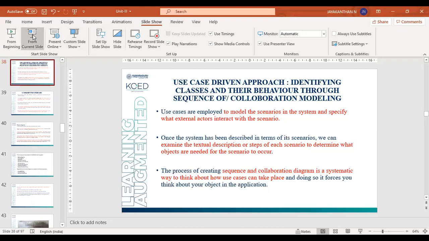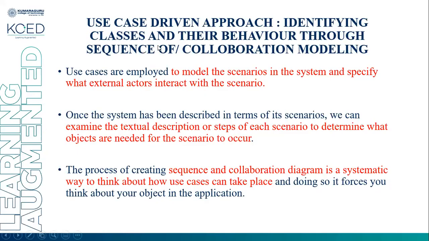So here we are going to discuss two approaches. The first one is the use case driven approach, identifying the classes and their behavior through sequence and collaboration modeling. Use cases are employed to model the scenarios in the system and specify what the external actor interacts with. Once the system has been described in terms of scenarios, we can examine the textual descriptions or steps of each scenario to determine what objects are needed for the scenario to occur.